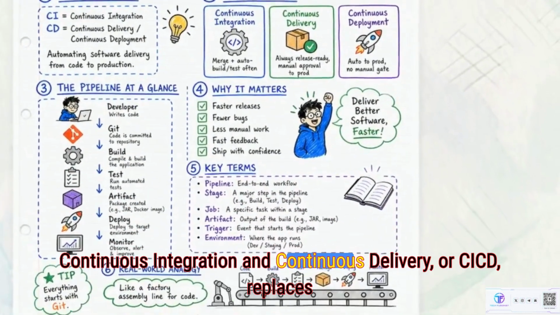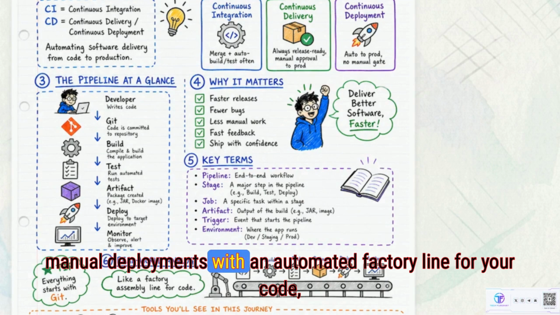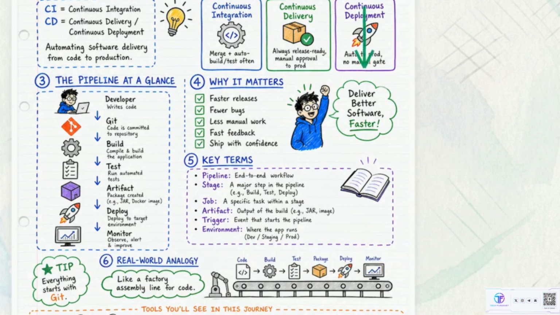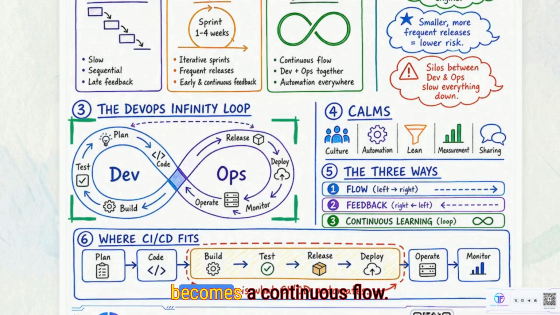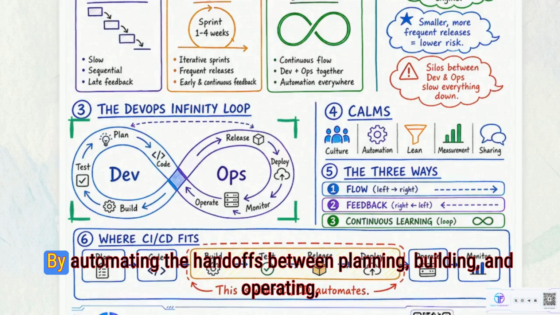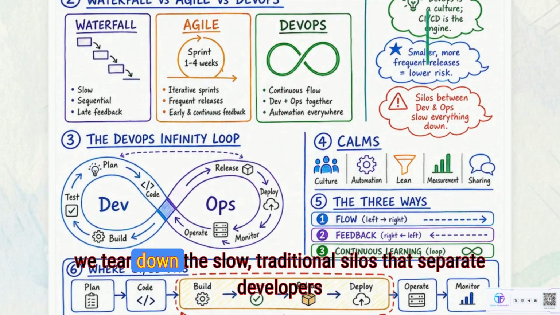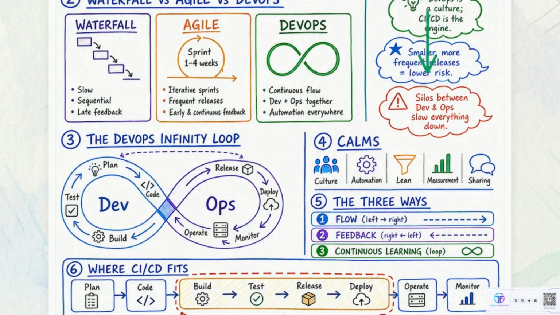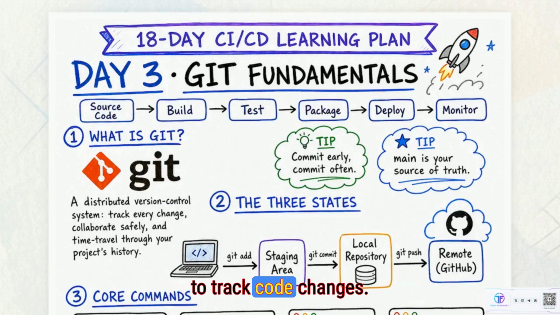Continuous integration and continuous delivery, or CI/CD, replaces manual deployments with an automated factory line for your code, delivering better software with fewer bugs. This DevOps infinity loop illustrates how software delivery becomes a continuous flow. By automating the handoffs between planning, building, and operating, we tear down the slow, traditional silos that separate developers from IT operations. Before any of this automation happens, we need a reliable way to track code changes.